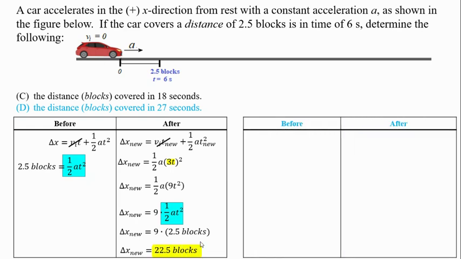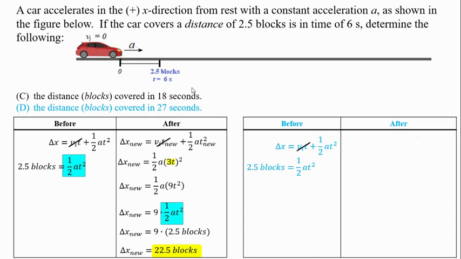Part D asks us, well, what is it in 27 seconds? Well, how do you know what that coefficient is? Well, your reference point is 6 seconds. The time given here is 27 seconds. So really, all you have to do is take 27 divided by 6 to find the multiplier. Okay, so same procedure as we've done before, except this time it's 27, so it's not going to give us a nice whole number, but it's okay. Set up your before and after.